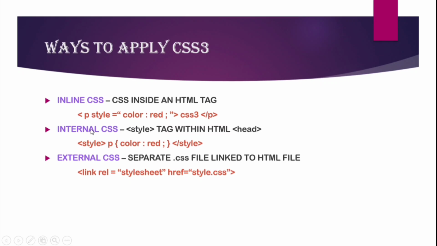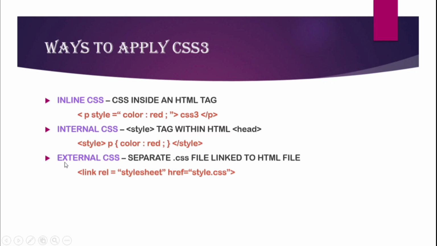Internal CSS is nothing but using the style tag within HTML. We will add this style tag inside our head section in the HTML. Then in that style tag we will add the colors by taking a selector. Like here I'm using the P tag, the paragraph tag, and I'm adding color equal to red. So this is done. This is nothing but internal CSS. We are adding the style tag in our head section, and we are applying the style to the particular HTML element. That is nothing but internal CSS.